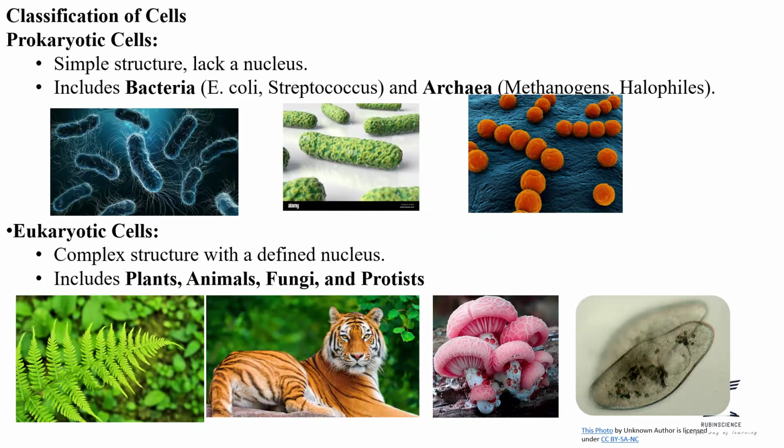Now, let's start the classification and study their individual characteristics. As I said, prokaryotic cells are simple in structure and lack a nucleus. The best examples are E. coli and Streptococcus for bacteria, and for archaea, methanogens and halophiles. Eukaryotes have a complex structure and a well-defined nucleus. Examples are plants, animals, fungi, and protista.